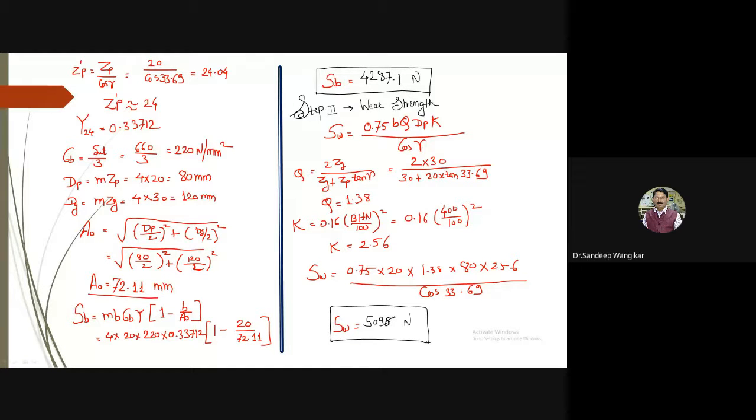Okay, further it is required to calculate. Before proceeding further, here only we will say, we will write afterwards. But if you compare this 4287 and 5096, so here only we can say that ESB is less than ESW and beam strength is the criterion for design. Okay, let us proceed. Step number 3, the dynamic load.